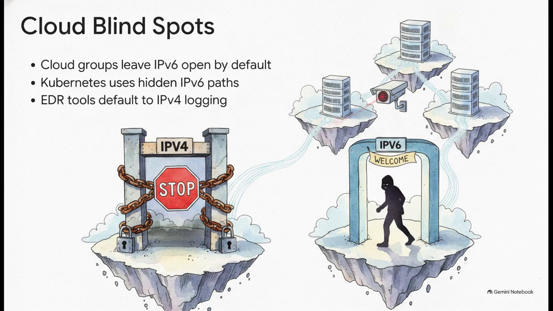And you better believe this invisible attack surface extends right into the cloud. Up in AWS, Azure, and GCP, security groups maintain entirely separate rule sets for IPv4 and IPv6. What happens all the time is administrators will lock down the IPv4 rules perfectly, but just leave the IPv6 rules completely wide open by default. We see the exact same thing with Kubernetes pod-to-pod traffic using hidden IPv6 paths. Plus, a lot of EDR tools default to logging only IPv4 connections, meaning you're essentially flying blind.